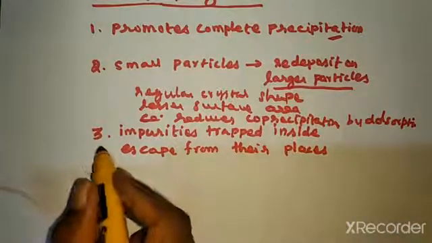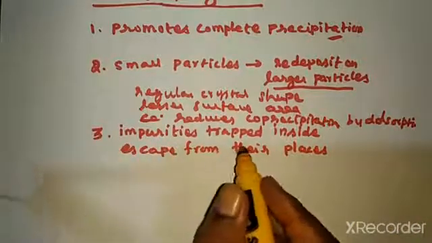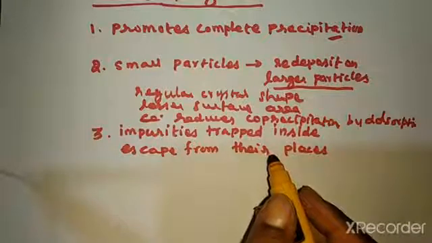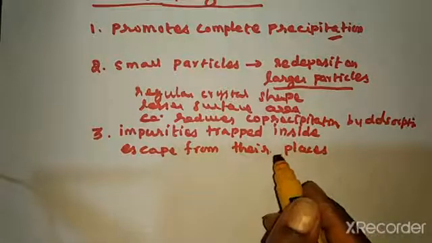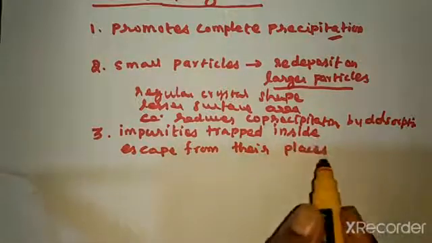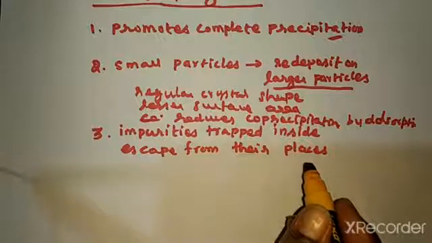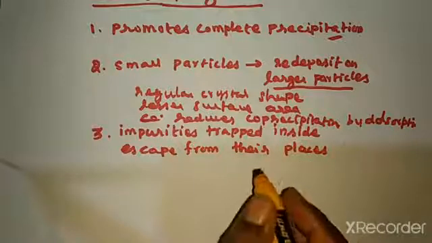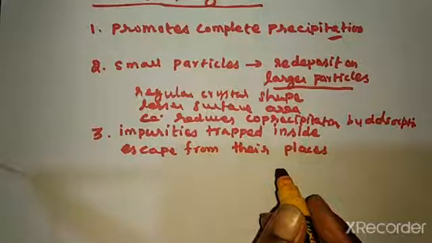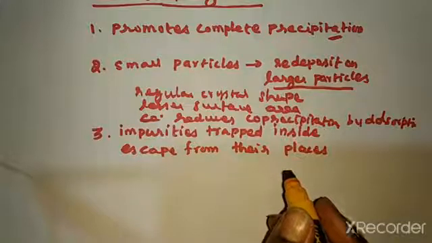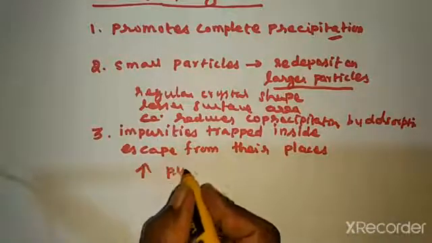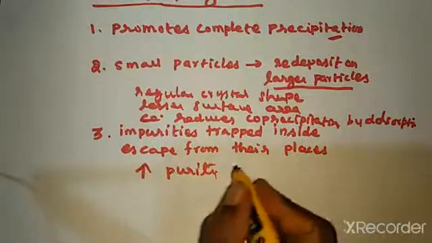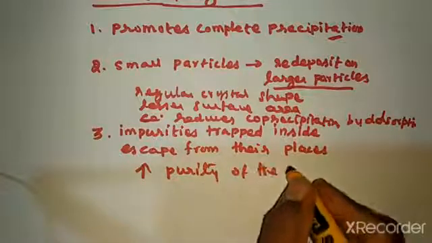And the third one is impurities trapped inside. During digestion, the impurities trapped inside the mass of the precipitate escape from their places. When the impurities escape from their places, it increases the purity of the precipitate.